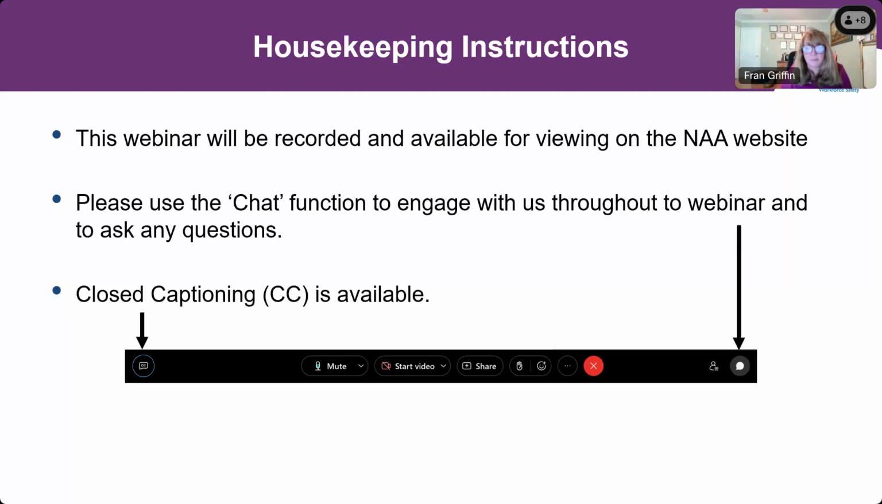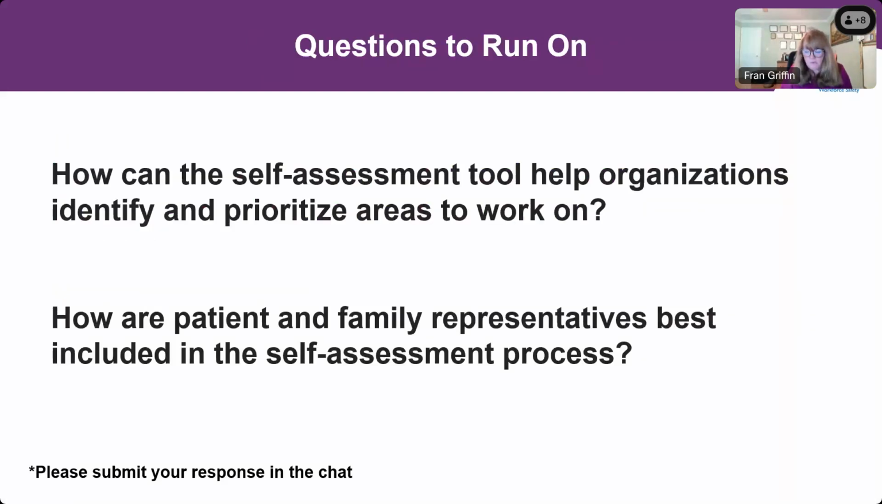We wanted to frame the webinar around two questions we're thinking about today. We're hoping that today's session will help you answer these questions and apply the safety self-assessment tool in your own organization and perhaps develop an action plan on your areas of opportunity. So the first question is, how can the self-assessment tool help organizations identify and prioritize areas to work on? And we'll hear a couple of examples from our speakers today.